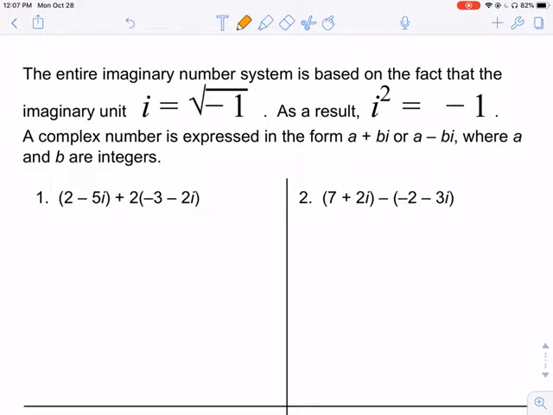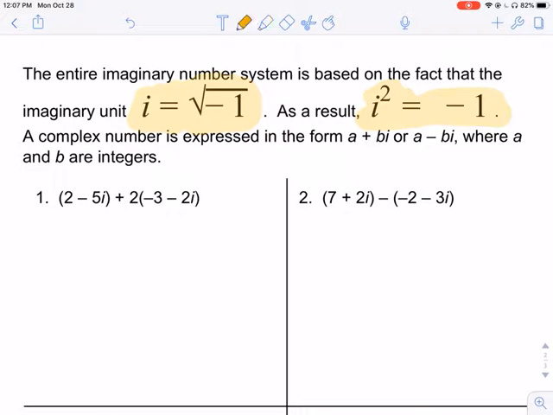All right, so now that we've talked a little bit about where complex numbers come from, we're going to dive into the operations of them. So the idea is this: i is equal to the square root of -1, which means that i squared is equal to -1.